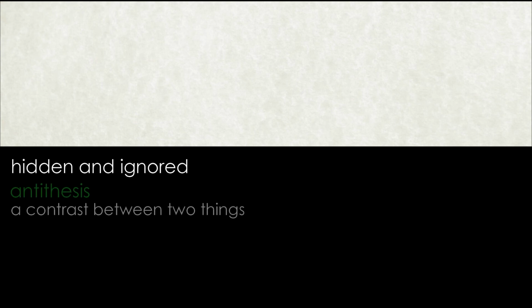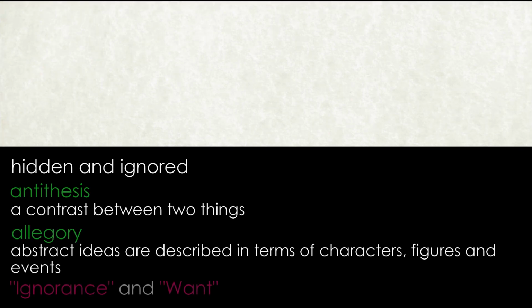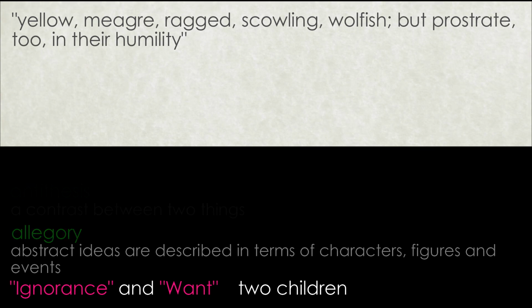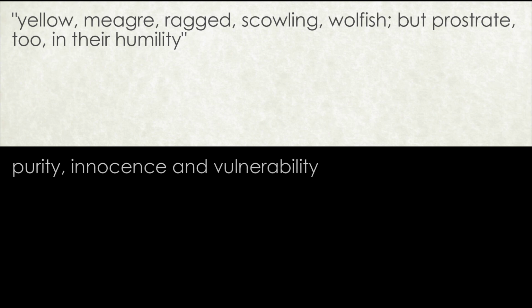Lying hidden and ignored under his cloak, however, are the antithesis of all this. The allegorical figures, Ignorance and Want, personified as two children, are "yellow, meagre, ragged, scowling, wolfish, but prostrate too in their humility." The use of children for this image is all the more dramatic because they are usually associated with purity, innocence, and vulnerability.